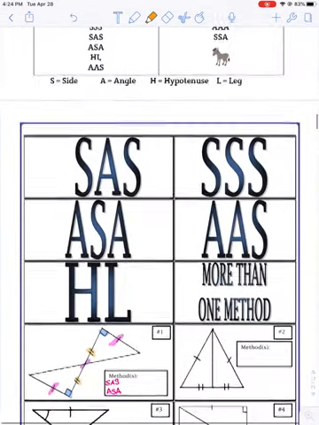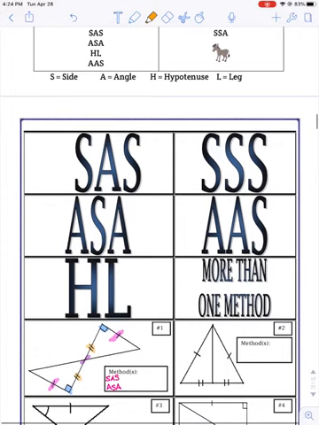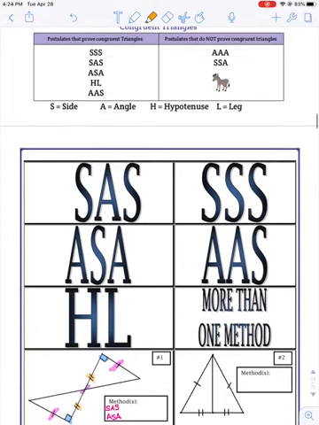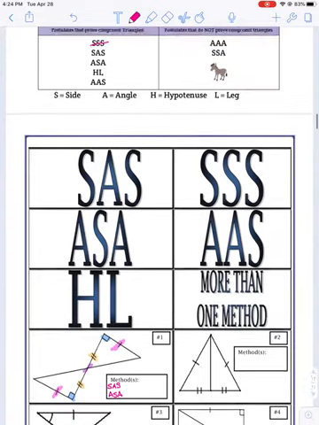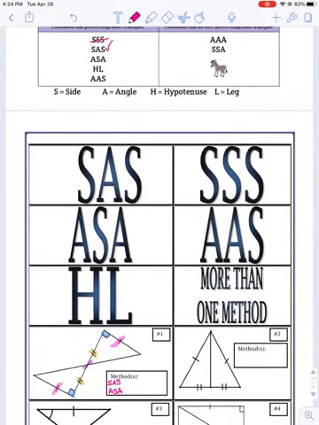And looking at the other options, let's put this back. Let's see. So side, side, side doesn't work. I don't have enough information. I can cross that off from my list. I don't have a third side. Side, angle, side, I already said works. Angle, side, angle, I already said works. Hypotenuse, leg, I don't have the hypotenuse, so that's not going to work.